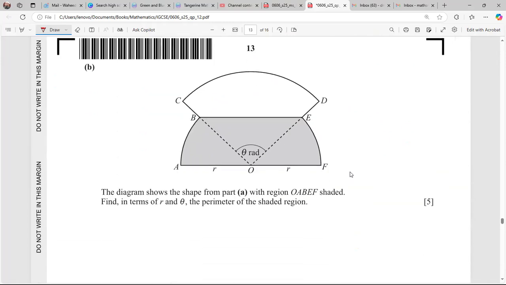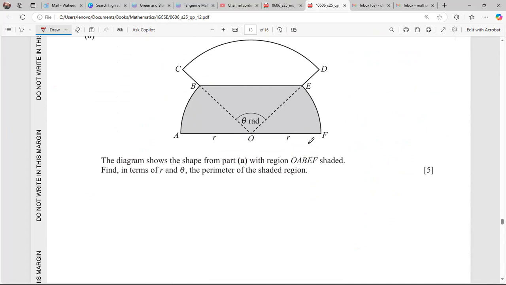Now B part, we have the same diagram, but now we have to find the perimeter of this shaded region. Remember how we find the arc length? Arc length is equal to r theta, right? So what is this arc length AB? It is going to be r into this angle, right? And how much is this angle? Total angle is pi minus theta divided by 2. Pi minus theta divided by 2 is this angle, and this angle is the same.